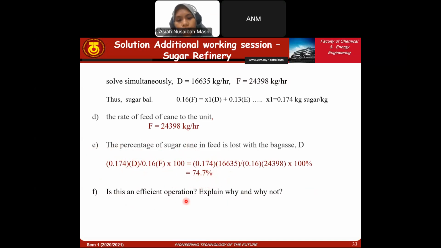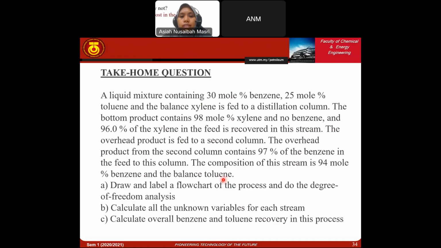That's why, is this an efficient operation? No, it is not. Because instead of recovering the sugar for us to use, we have lost it and thrown it away as bagasse, as waste. So it's not efficient. Okay, so this is all the example about the sugar refinery. We have another example, but you can do this at home and try to solve the question.